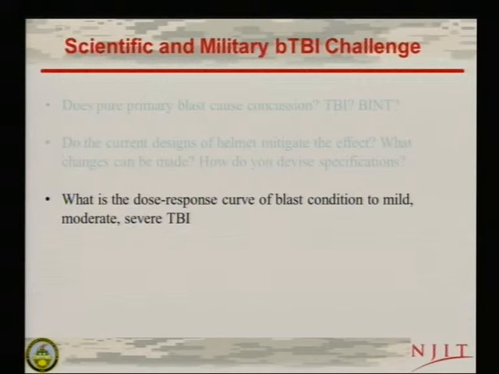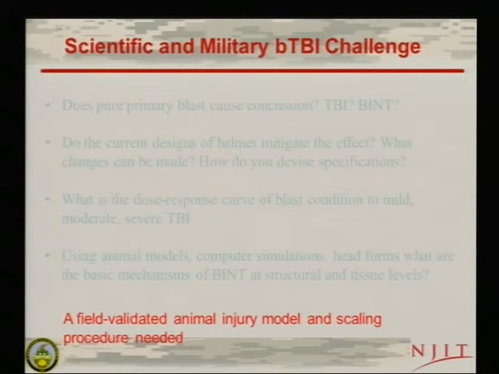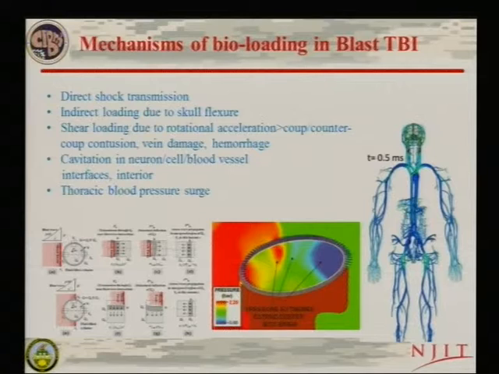One of the challenges in blast TBI is something I'll talk more about later on. If you look at this mechanism, Dr. Gupta elucidated this idea. Looking at blast TBI, the biomechanical factors can be due to direct shock transmission. Shock is a high pressure wave that passes by. Those pressure waves can transmit directly, or there can be an indirect way in which the skull can flex.